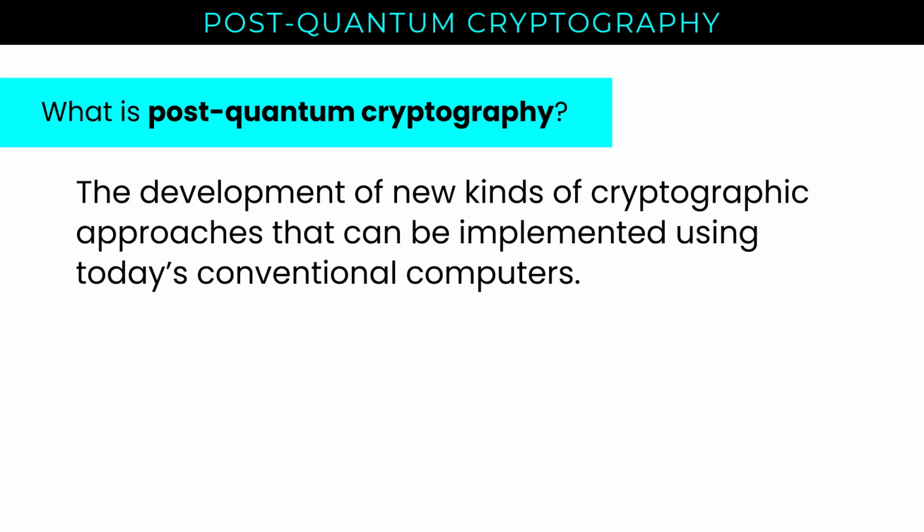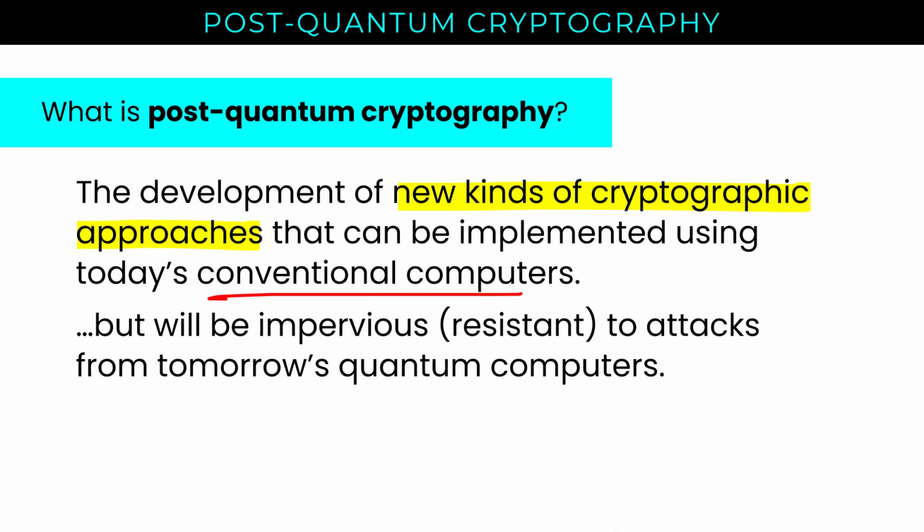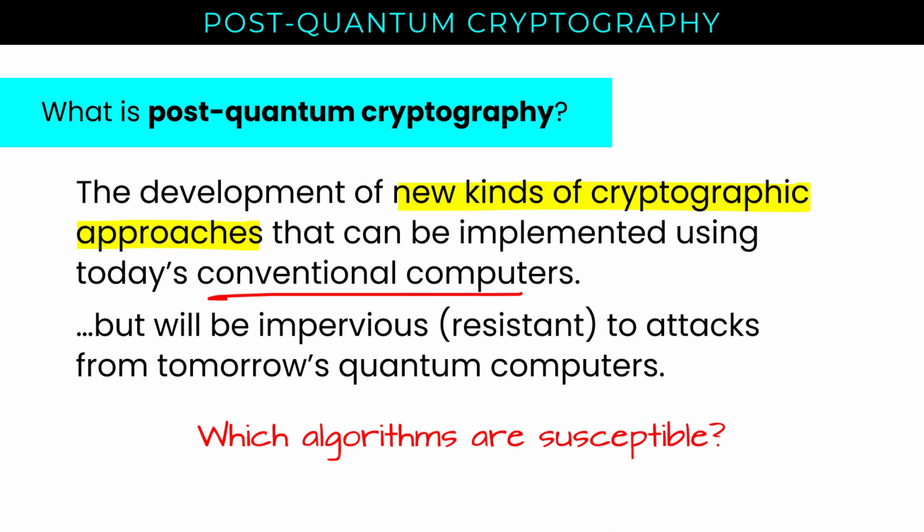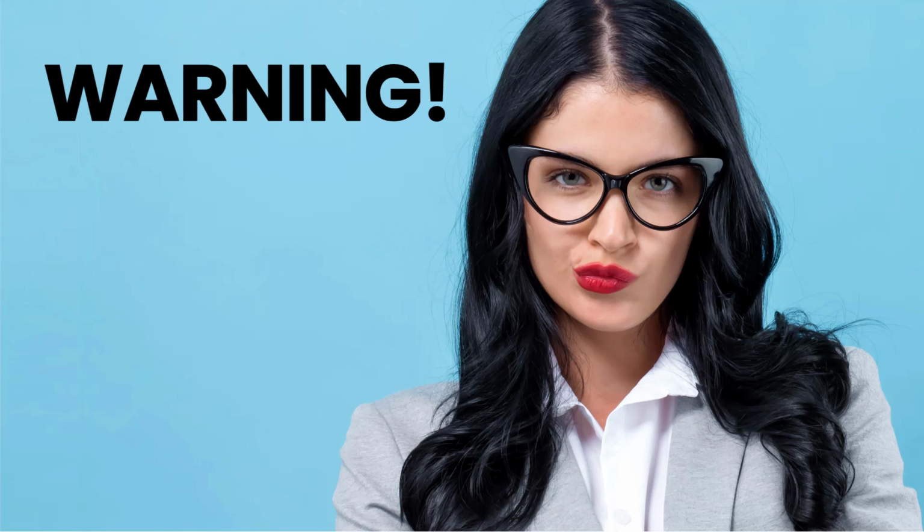Well, it's the development of new kinds of cryptographic approaches that can be implemented using today's conventional computers, but that will be resistant to attacks from tomorrow's quantum computers. So first two questions that come to mind are which algorithms are susceptible and which algorithms are resistant. Well, let's start by looking at the two classes, but first let me give you a quick disclaimer here.